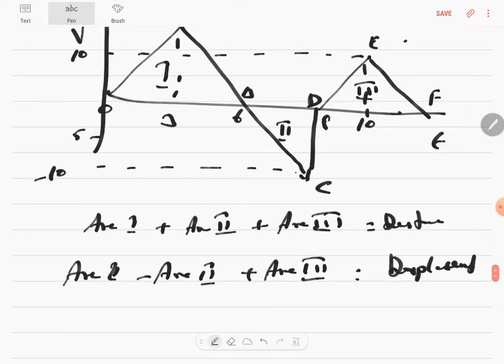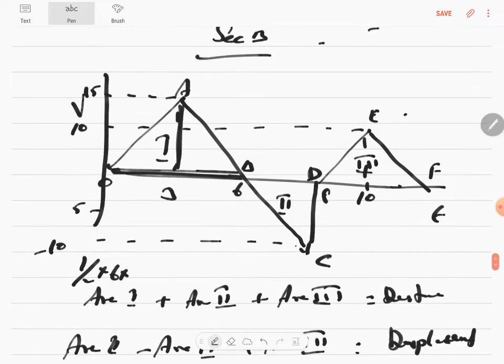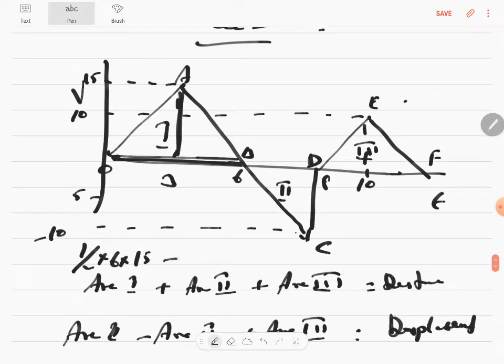So what is it? For the first area, it's half into base. What is the base? Can you see this distance, which is 6, into this height, which is 15. So that's area 1. For area 2, this is the base, between 6 and 8. It's half into 6 and 8, the difference is 2, into the height, which corresponds to the y-axis, which is 5, plus the area of triangle 3, which is half into this base, which is, I don't know what the end point is.